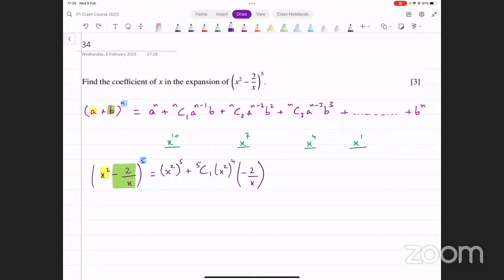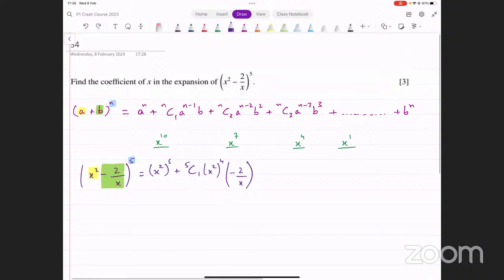Now, you've got 5c1 here. Next is going to be 5c2. And the next after that is going to be 5c3. And that is what we need. We need the term that has 5c3. We're not looking for the x power 4 one. We can just ignore that.